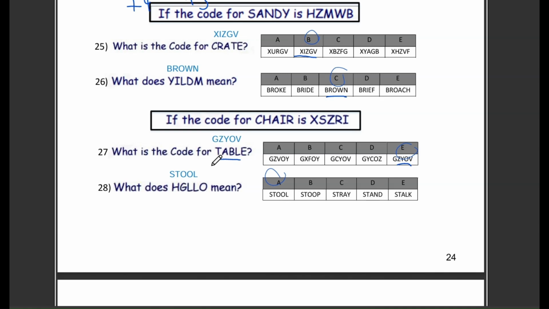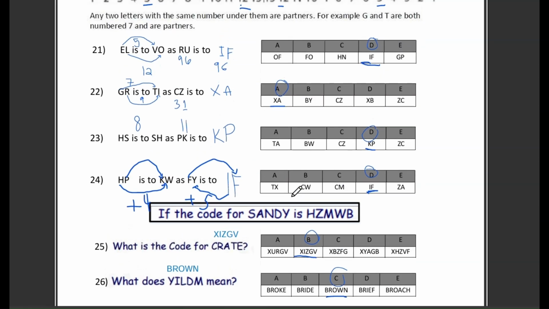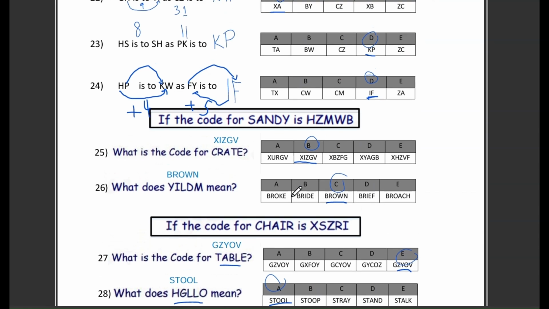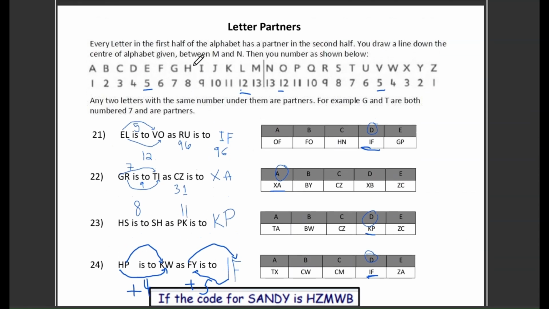Question 28. Okay, last but not least, question 28. What does the code HGLLO mean? Let's look at our answer choices, and we see that the correct answer is A, stool. Like the previous coding questions, we know that each letter in HGLLO has been encoded using a specific pattern. When we undo the pattern, we get the word stool.